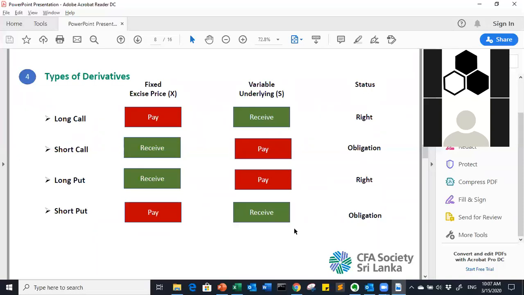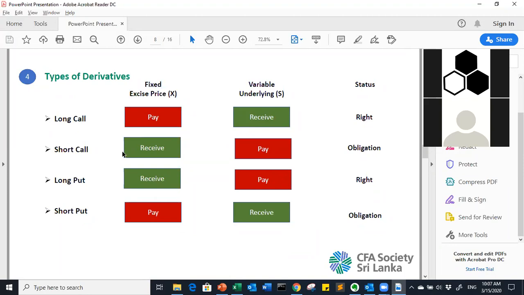Okay, is the distinction clear between the two? As I said, instead of thinking of these as four different things, just keep in mind these two, the long call and the long put, and then you can figure out what it is for the corresponding party on the short side of the transaction.